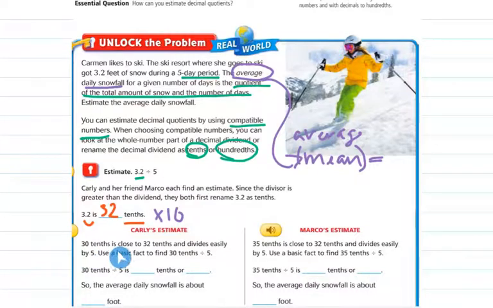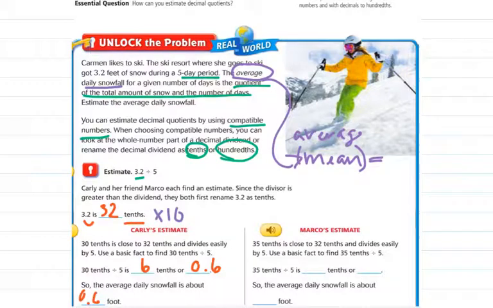Next, we have Carly's estimate and Marco's estimate. So 30 tenths is close to 32 tenths and divides easily by 5. So we're going to use the basic fact to find 30 tenths divided by 5. 30 tenths divided by 5, boys and girls, would give us 6 tenths. Now, going to Carly's estimate, the average daily snowfall is about 6/10 foot.